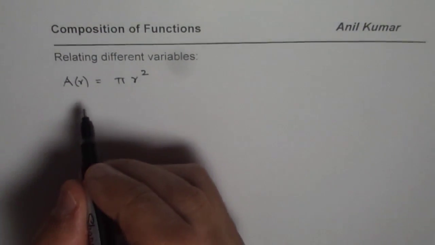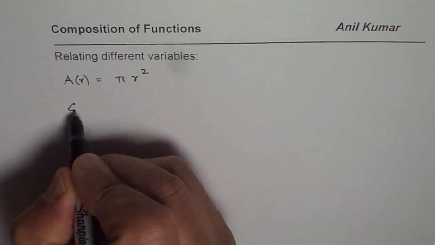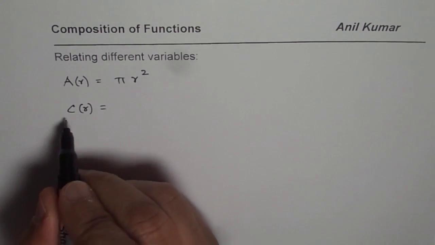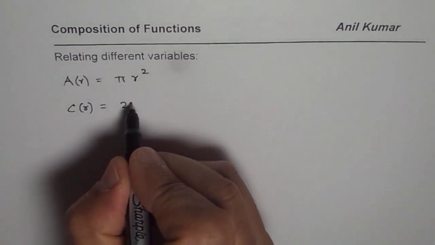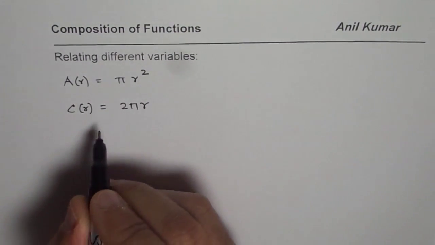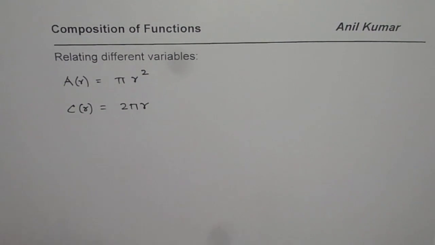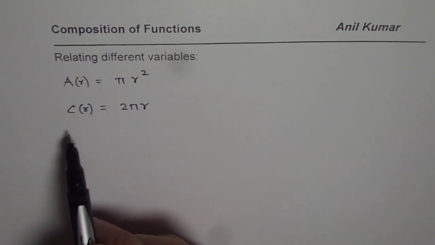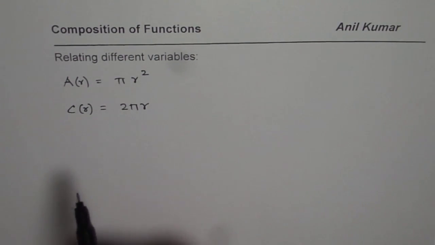Now we also know that we could write circumference of a circle in terms of r, so we could write a function circumference which is 2 pi r. So that relates circumference with the radius. Now we kind of have a relation where area is related with radius, circumference is related with radius.